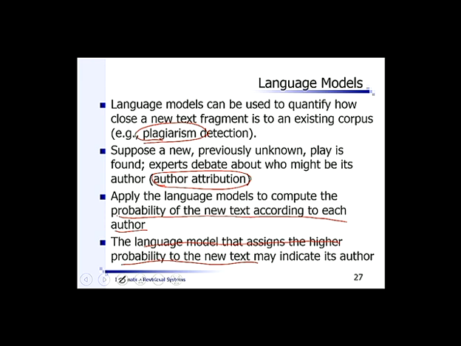The basic idea is to capture the vocabulary and the style of any author in the form of a language model, and to apply it on a new piece of text to calculate the probability of who the author might be for this piece of text.